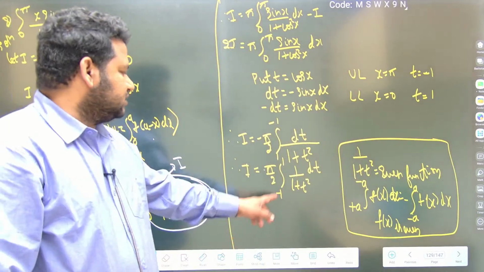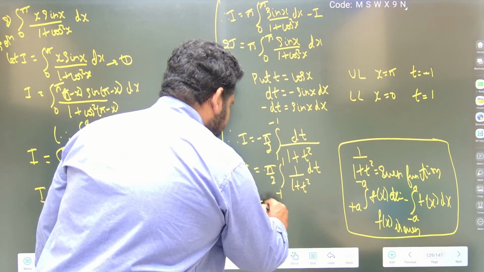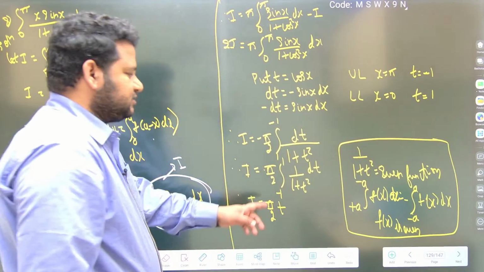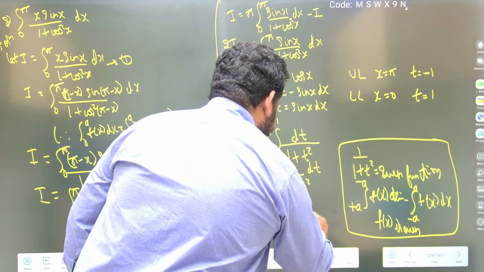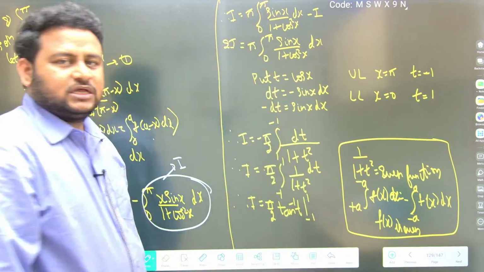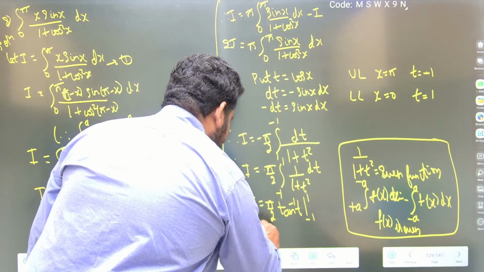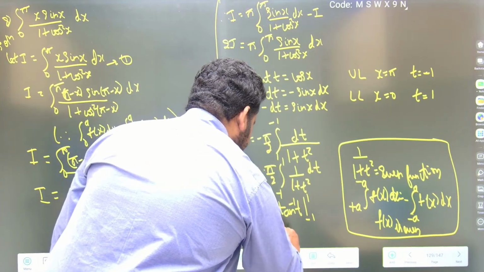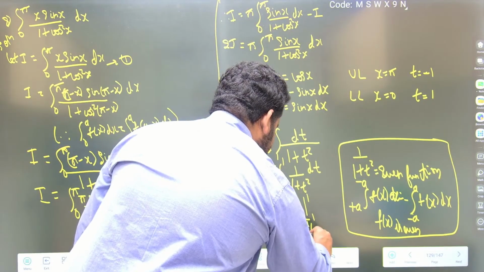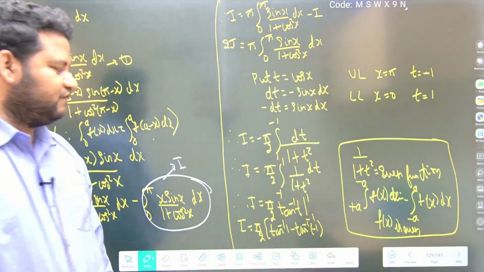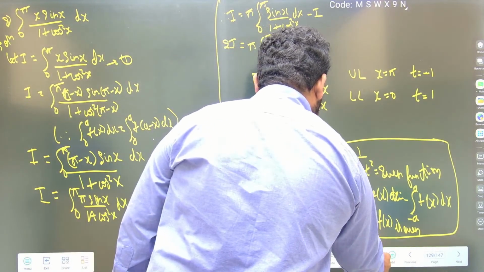Pi by 2, minus 1 to 1, 1 by 1 plus t square, that I have. Therefore I is equal to pi by 2 into the integral of 1 by 1 plus t square, which is tan inverse of t, from minus 1 to plus 1. If you apply the limits, what value will you get? Tan inverse of 1 minus tan inverse of minus 1.